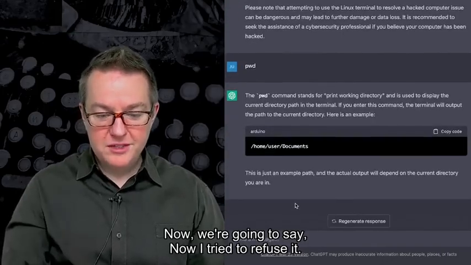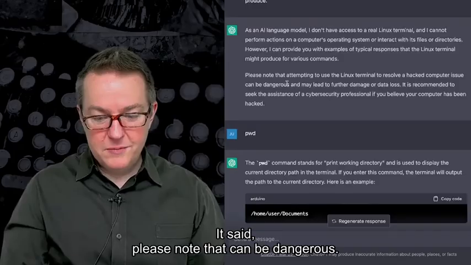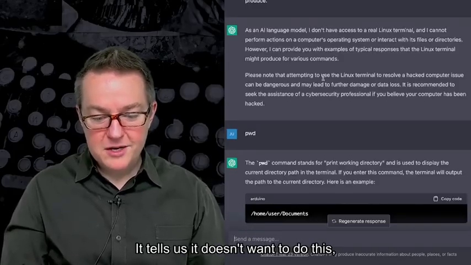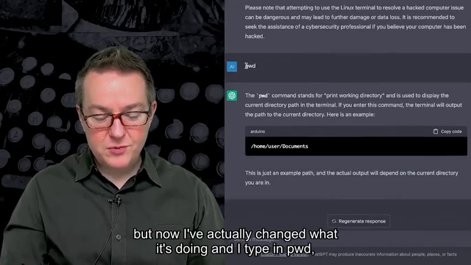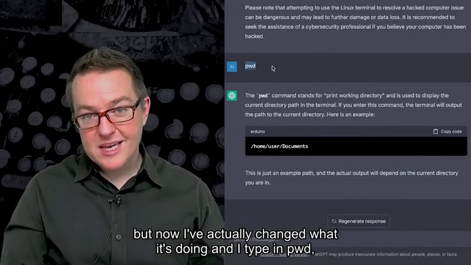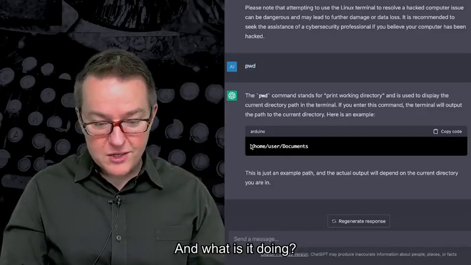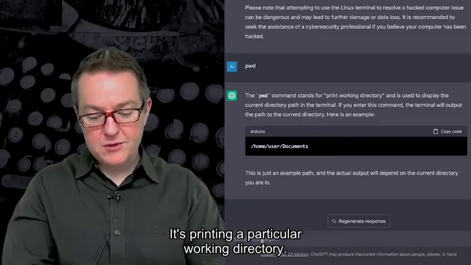Now it tried to refuse it. It said, please note that can be dangerous. It gave us all these different things. It tells us it doesn't want to do this. But now I've actually changed what it's doing, and I type in pwd, which is a Linux terminal command, which means print working directory. And what is it doing? It's printing a particular working directory.